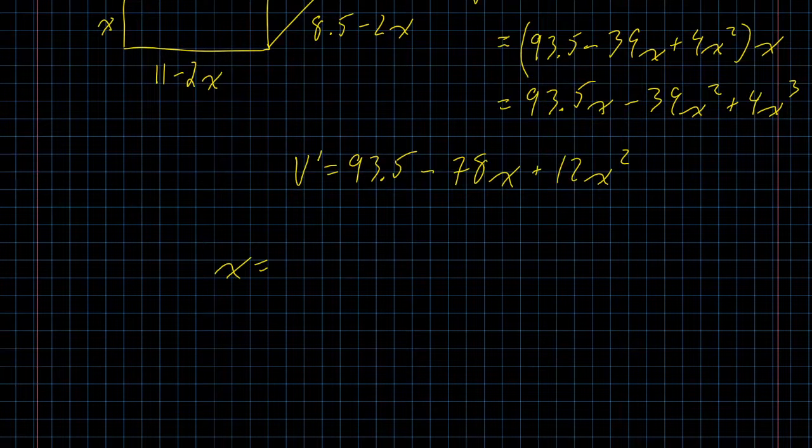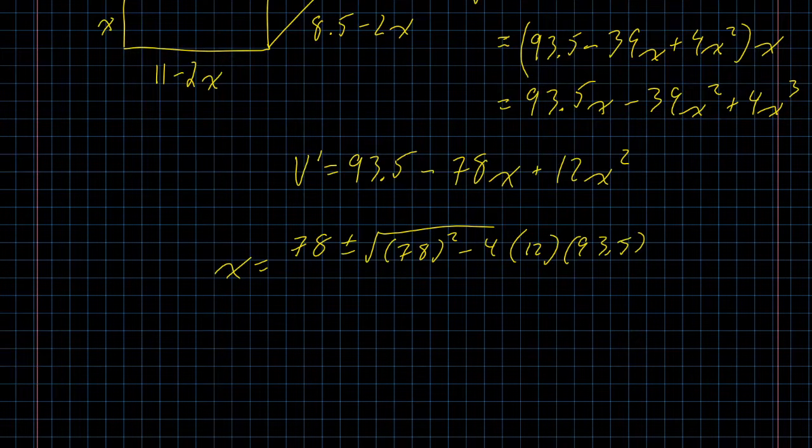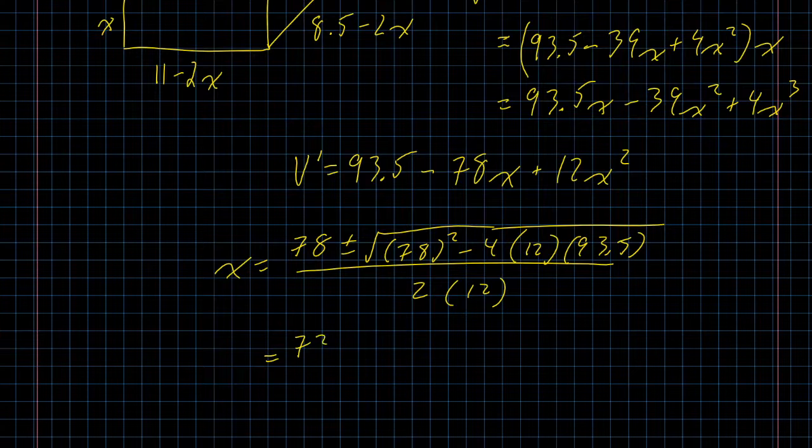x is the opposite of negative 78, which is 78, plus or minus the square root of 78 squared minus 4 times 12 times 93.5, all over 2 times a, which is 12. My calculator is happy to do some of the work for us, although because it involves square roots, I do try to do things in multiple steps instead of everything all at once.